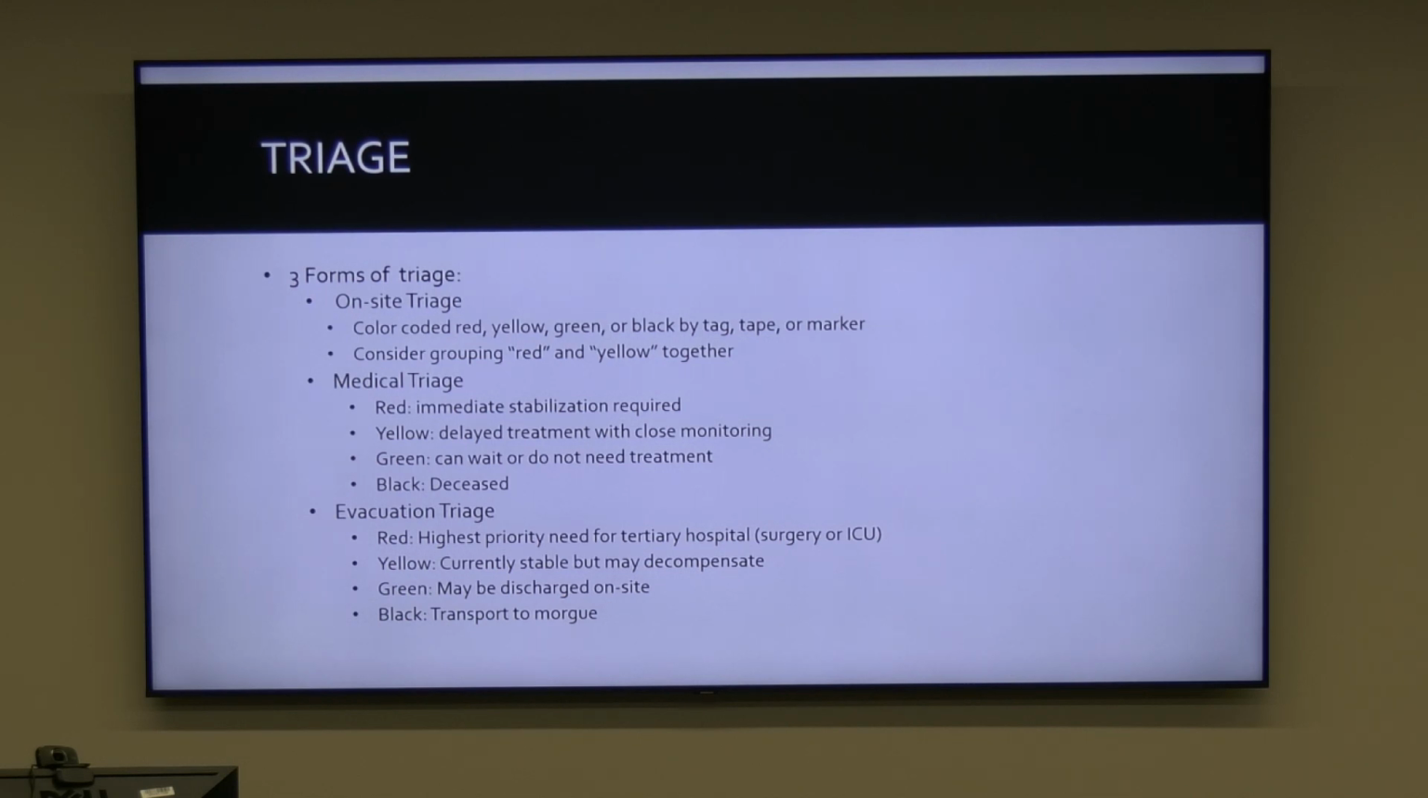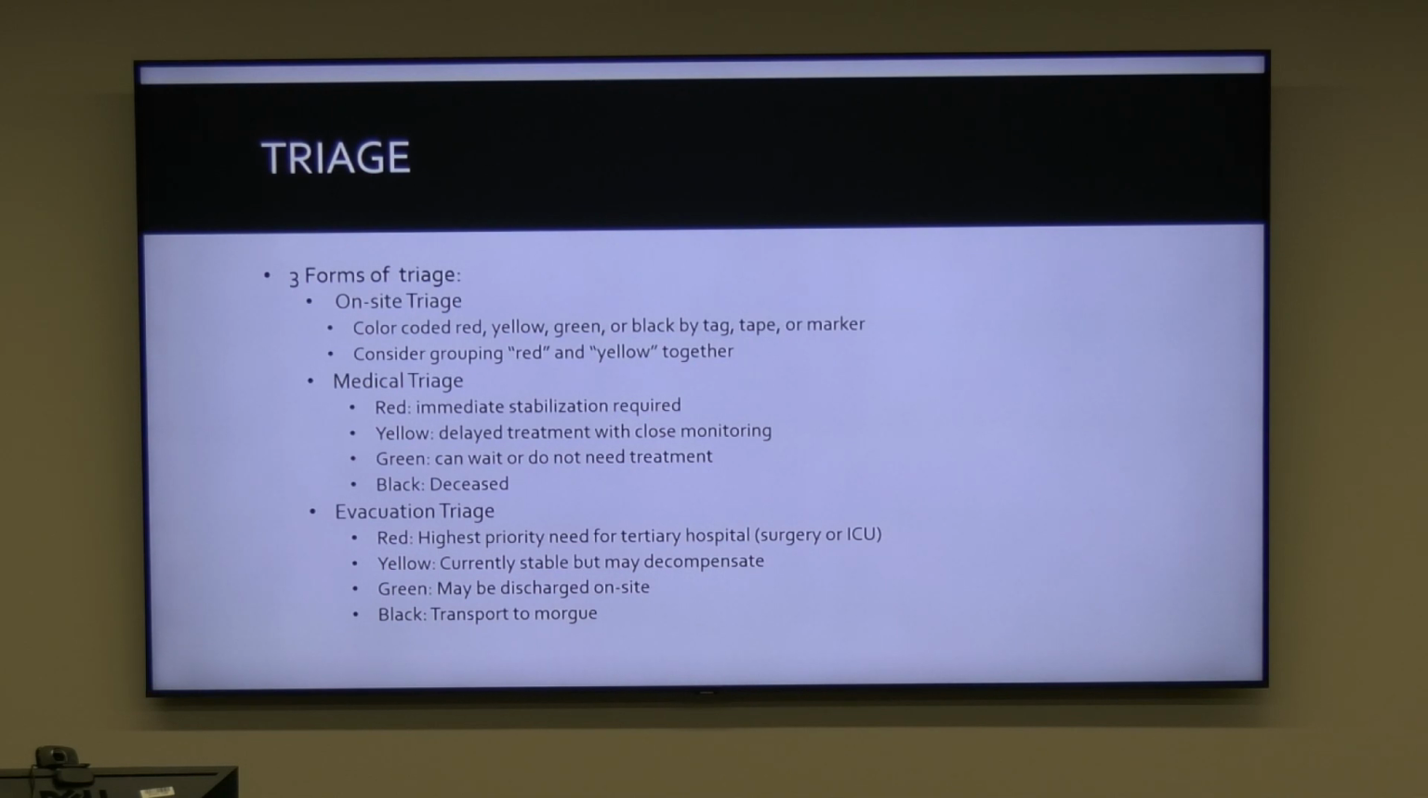Often in on-site triaging, you want to consider grouping reds and yellows together. The reason this is important is because reds and yellows often are transported to the hospital. People tagged as green are usually people that are able to take care of themselves or don't need immediate medical care. So they often do not go to the hospital.